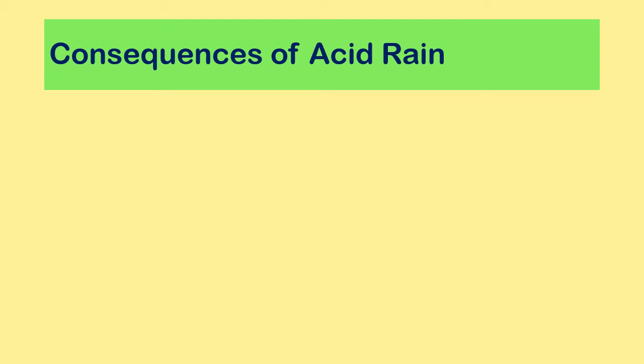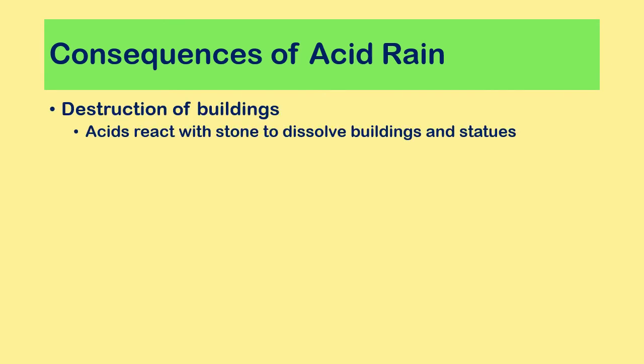What are some of the consequences of acid rain? Well, acid rain can destroy buildings. Certain stones, particularly sedimentary rocks, will react with acid, and it can start to very slowly dissolve away buildings and statues. And you will have definitely seen some statues that look as though they've seen better days, that some of the features are starting to disappear. That is a consequence of acid rain.